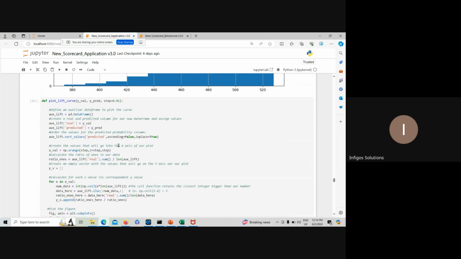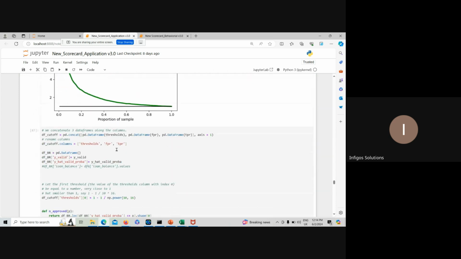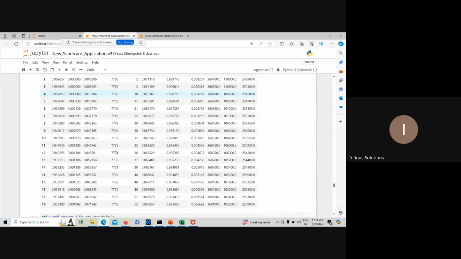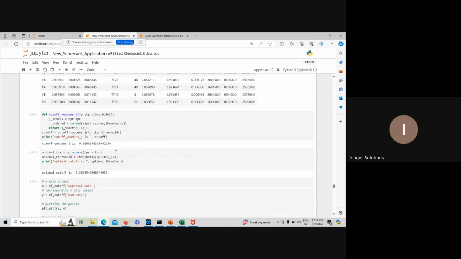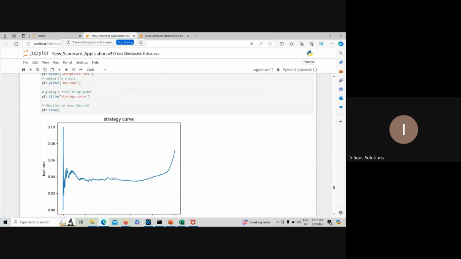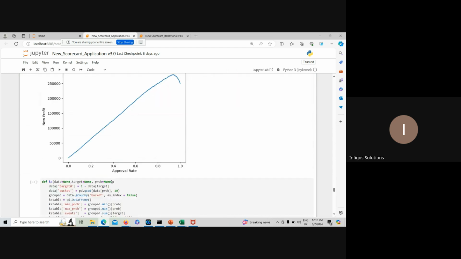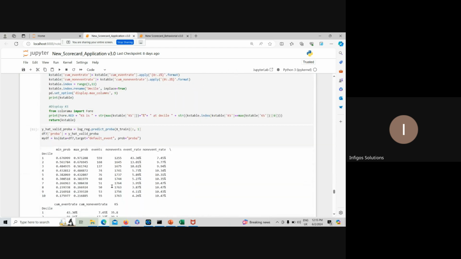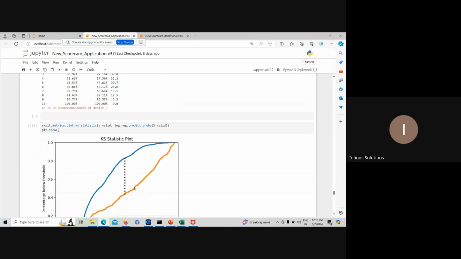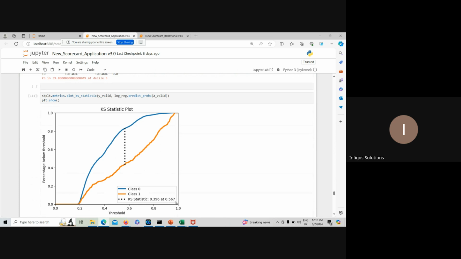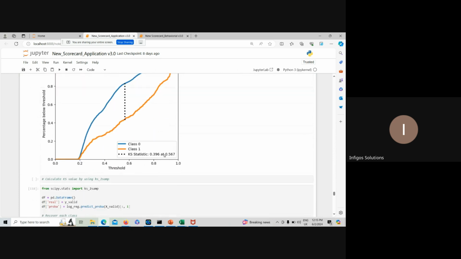We plotted the lift curve here, plotted the cutoff. Cutoff is 0.567. In the case of behavior scorecard, it was 0.511. Now it is 0.567. And then we have the strategy curve. Then we have the profit curve. Then we have KS, which is 0.67 again. The cutoff to the first KS.